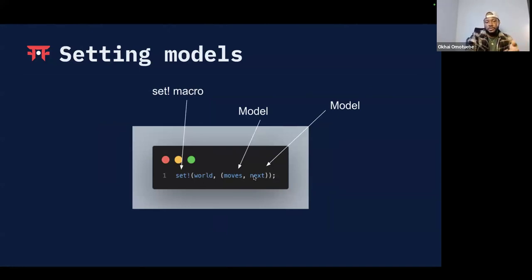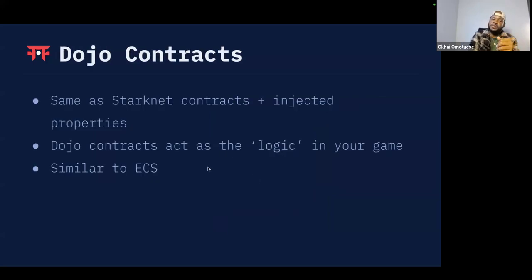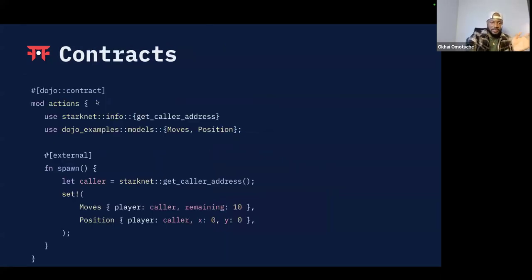Again, set world, and then you put in the model that you want to update. And then Dojo contract. So Dojo contracts are the same as Starknet contracts plus injected properties. Dojo contracts act as the logic in your game and are similar to ECS. So this is an example of what a Dojo contract looks like.